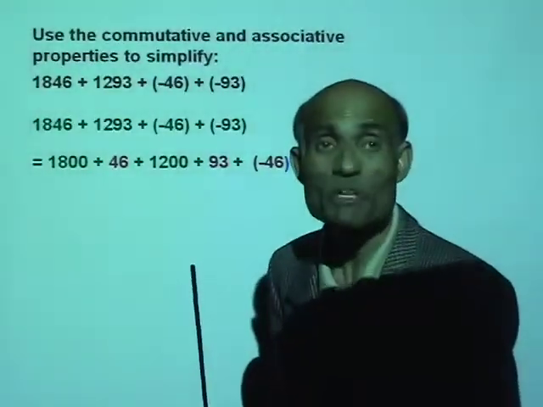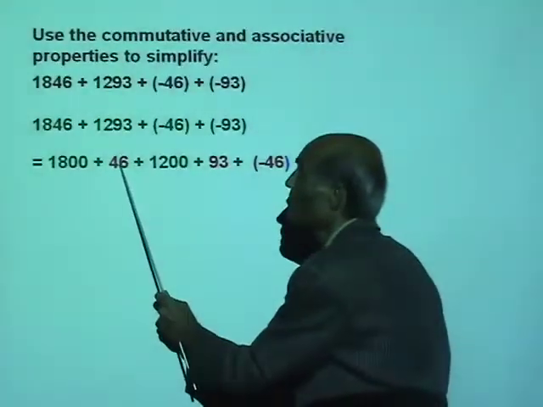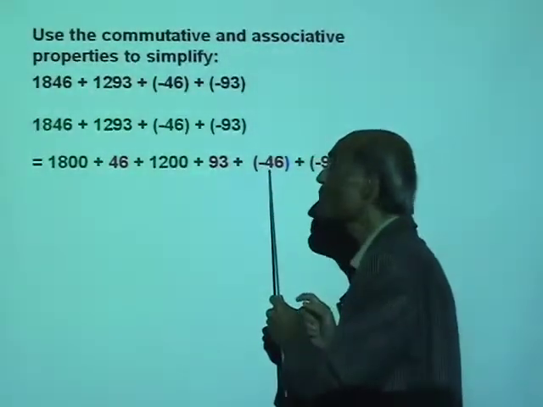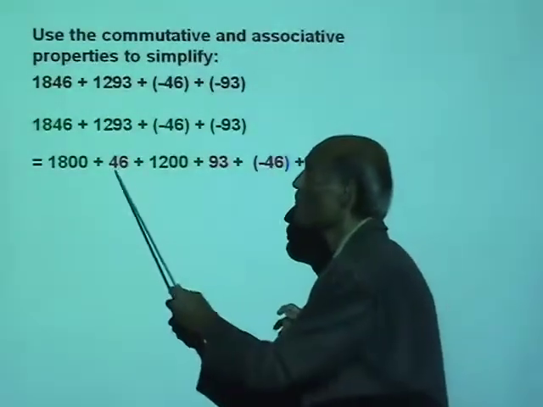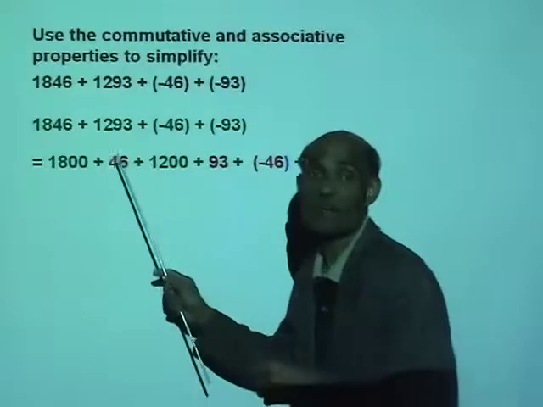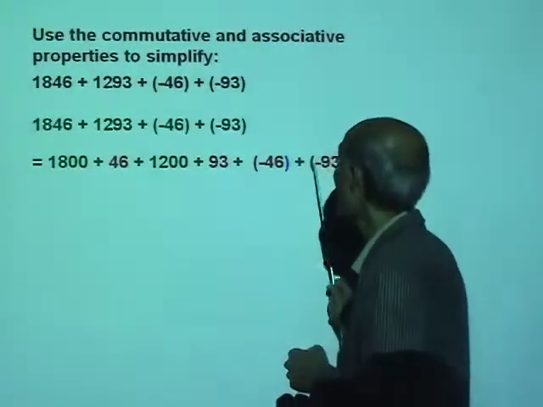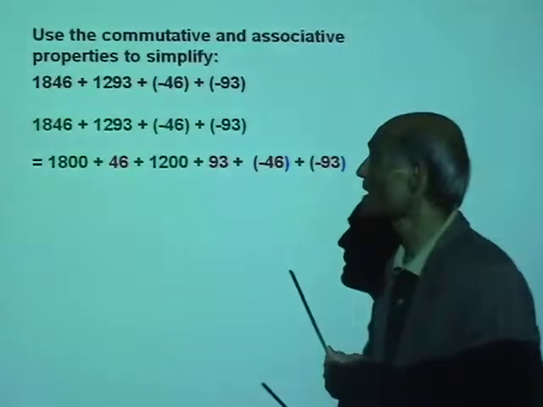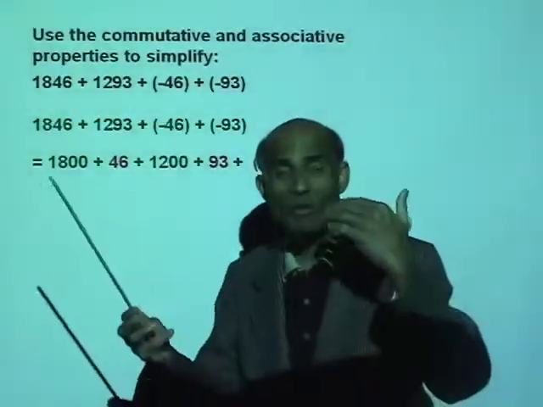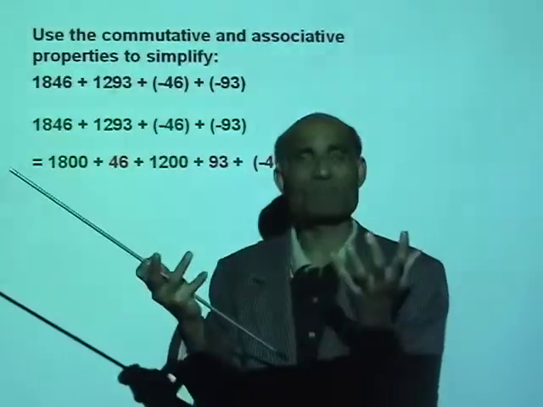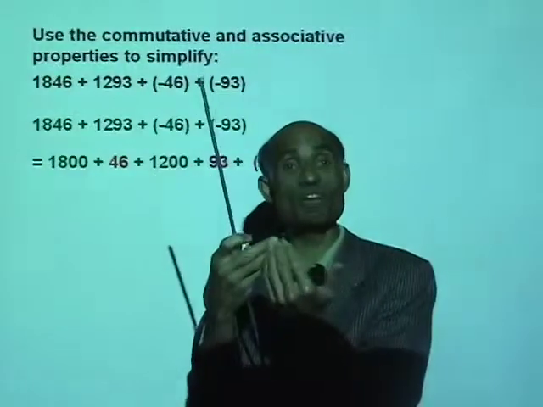Now, what made me do that? Because I know 46 added to its inverse will be 0. So I have the inverse of 46. That's my incentive. Similarly, 93 added to negative 93 will be 0. So what is the property we are now going to use to rearrange it? We are going to use the associative property of addition.